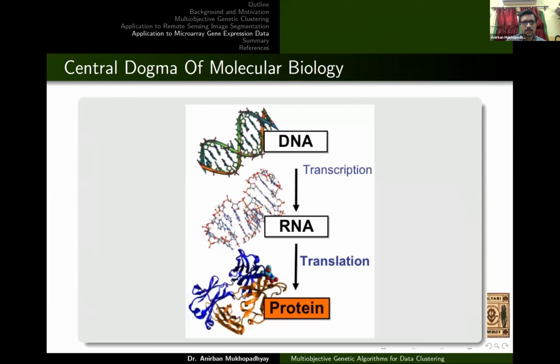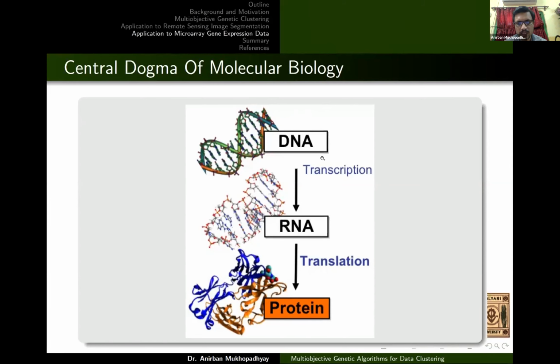Another application was in bioinformatics. Maybe I just take 5 minutes and then complete. So in bioinformatics, this is called the central dogma of molecular biology, which says that the genes of our chromosomes are transcribed into RNAs, and these RNAs are finally translated into proteins. So genes are the hereditary units. So these are the programs, basically.